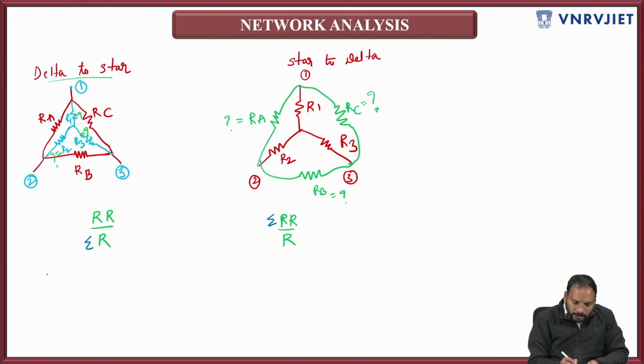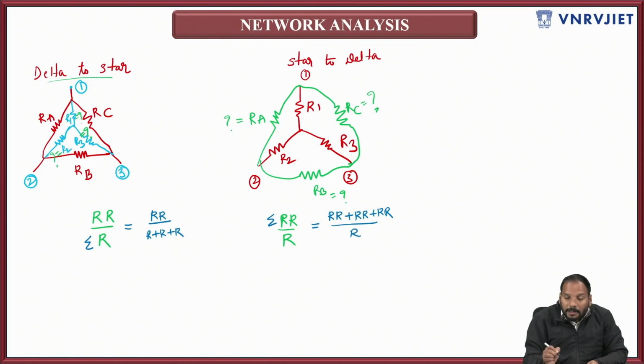So going ahead, I can write it simply as R by R plus R plus R. So this is the context. This is how you need to apply the logic here. Similarly, the logic you apply here is RR plus RR plus RR divided by R. So this is the magic in delta to star and star to delta conversions.